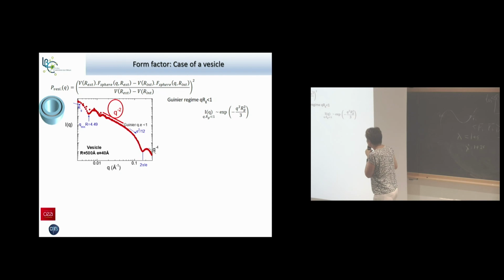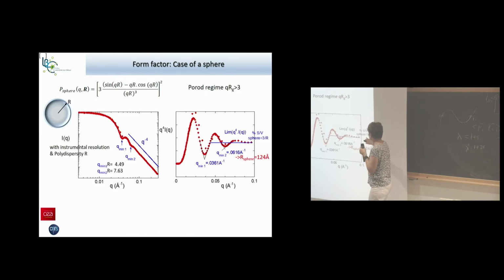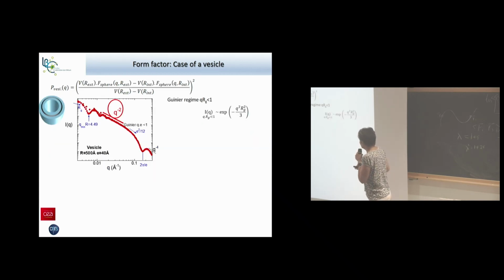And also, in Porod's law, the flat signal gives us 3 divided by R, where R is the radius of the sphere. So you have plenty of methods to access the parameter, but here there is only one parameter, which is the radius of the sphere.